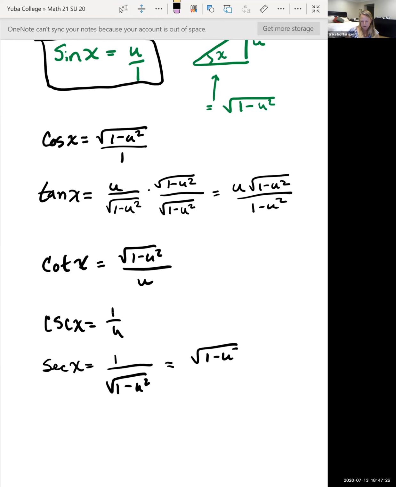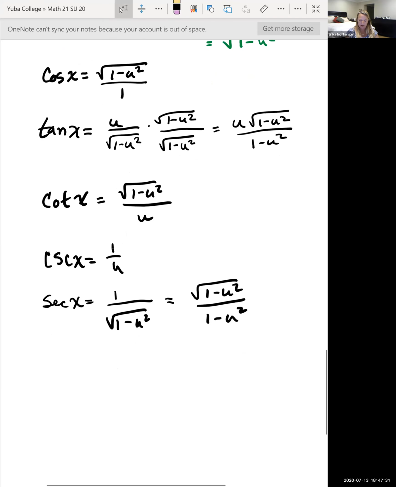Rationalizing the denominator and simplifying, you get the square root of 1 minus u squared all over 1 minus u squared.